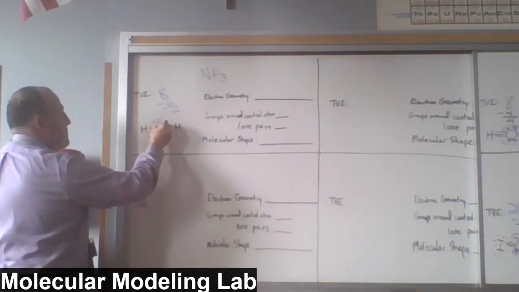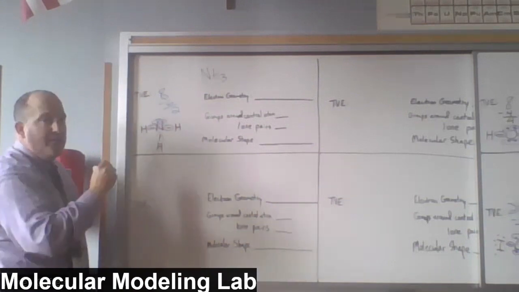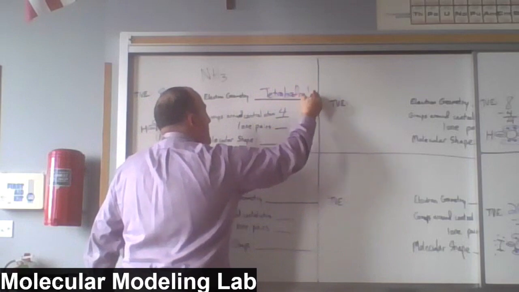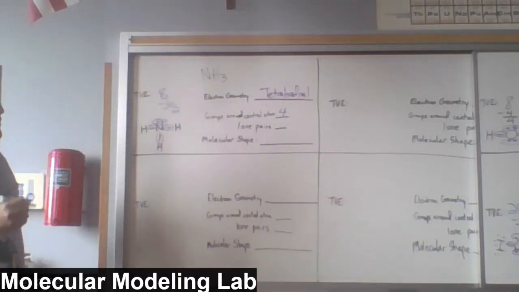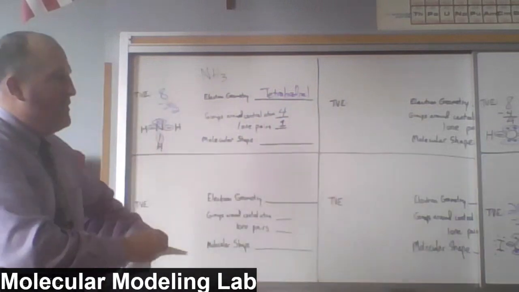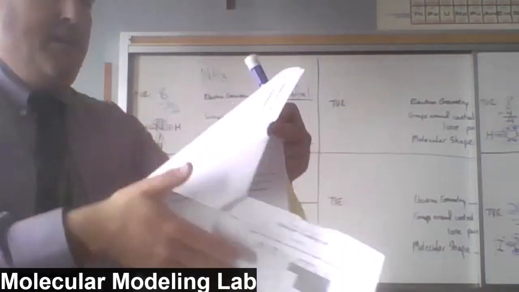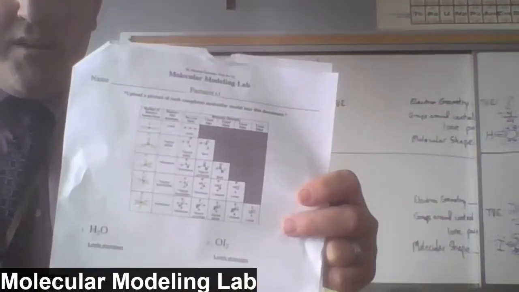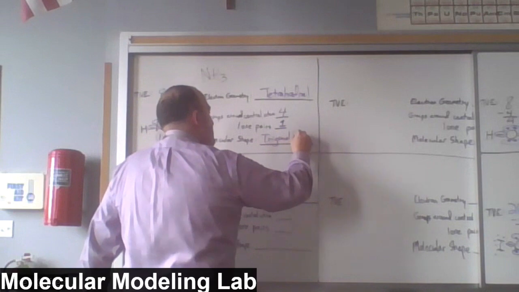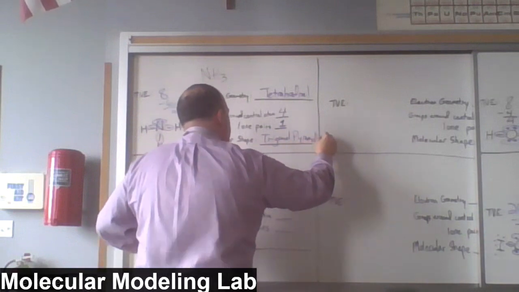Okay, let's count electron groups around the central atom. Each bond and lone pair counts as 1, giving us 4 electron groups, and therefore tetrahedral electron geometry. Of the 4 electron groups, in CH4, none of them were lone pairs. This time we've got 1 lone pair with tetrahedral electron geometry, so we have trigonal pyramidal molecular shape.